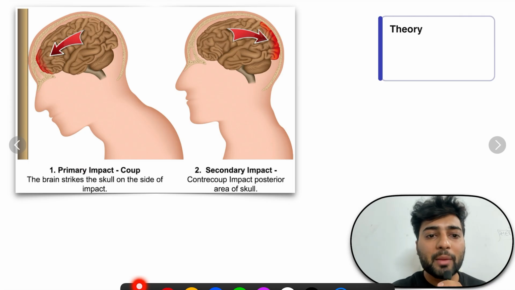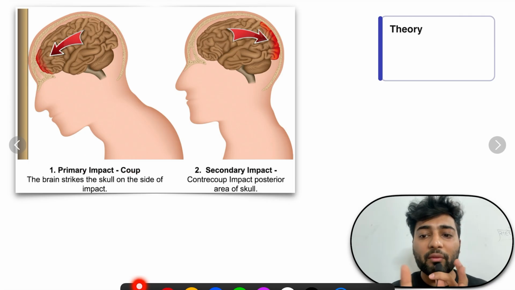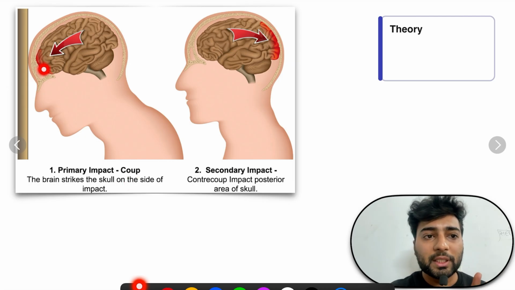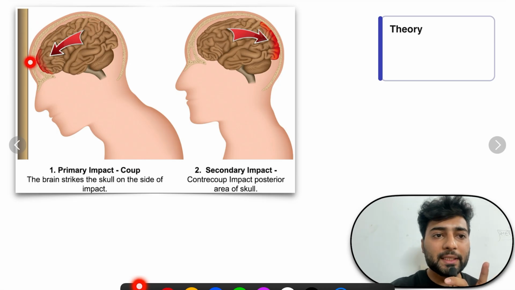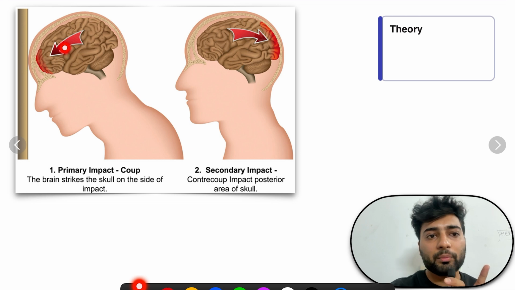So this is primary impact, which is coup. And where is it happening? It is happening in the brain. So the coup happens in the anterior part of the brain, or the part where there is impact. So the brain strikes the skull, this part, and there is impact. So this is coup. But when the brain hits here, it also then goes back.